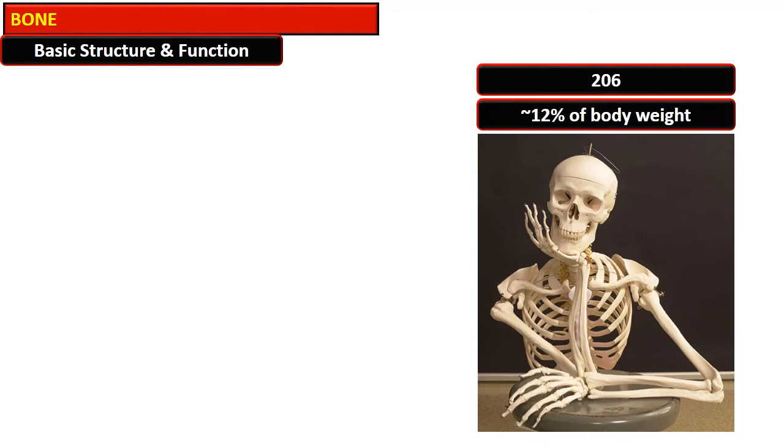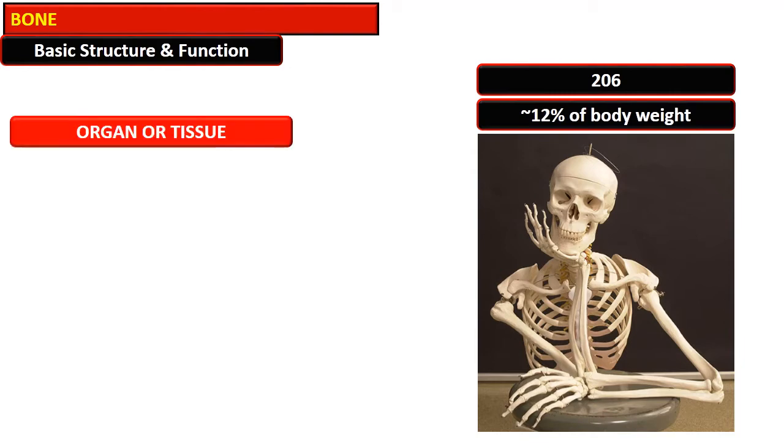There are 206 bones in the body and they comprise about 12% of the body weight. When we talk about bone, we come across two terms, bone as an organ or bone as a tissue. When we talk about bone as an organ, we deal with the whole bone along with articular cartilage, bone marrow, accompanying adipose tissue. All structures are considered together. And when we talk about bone as a tissue, it refers to the histopathological appearance of the bone.